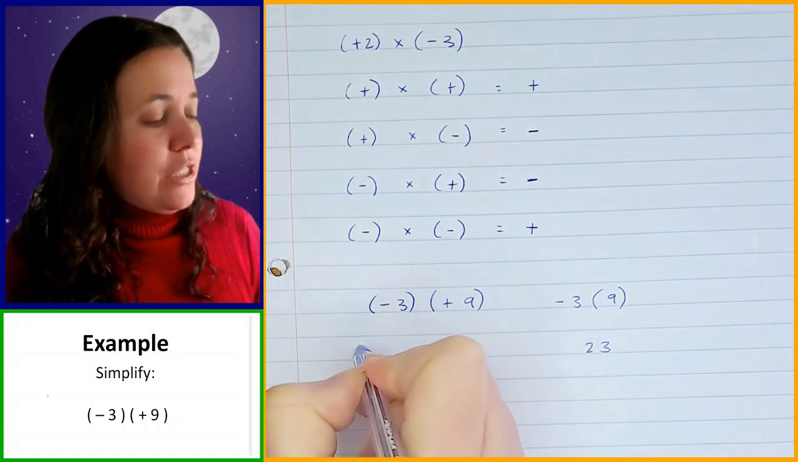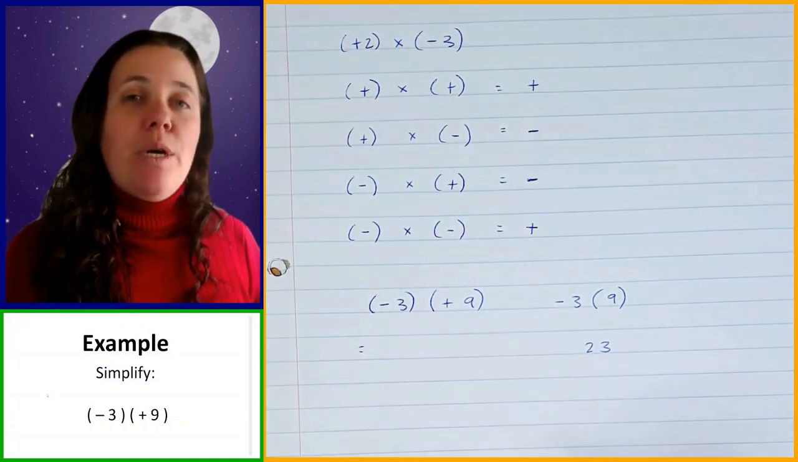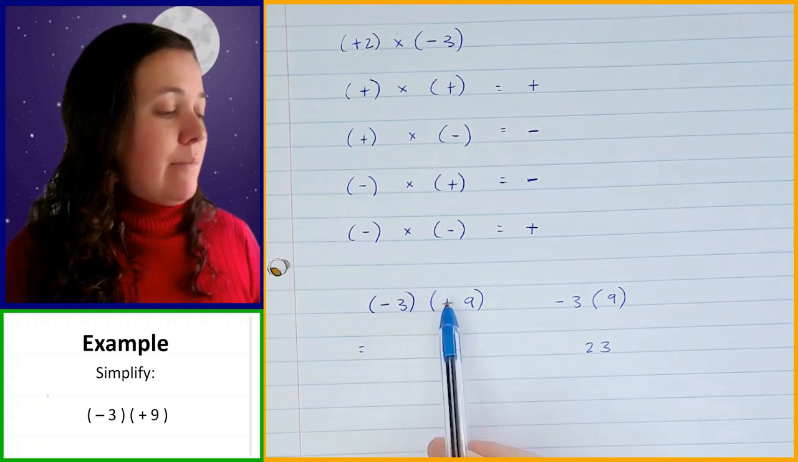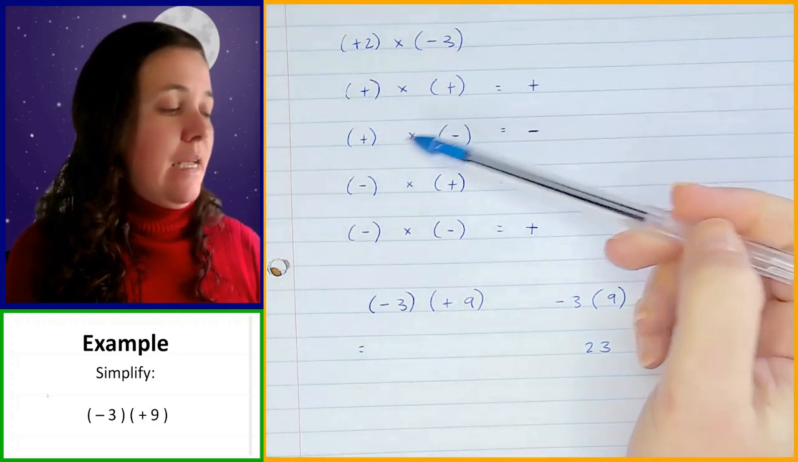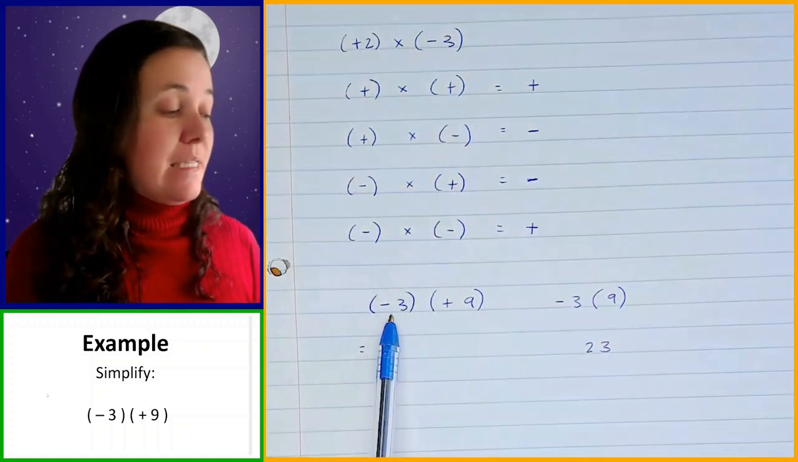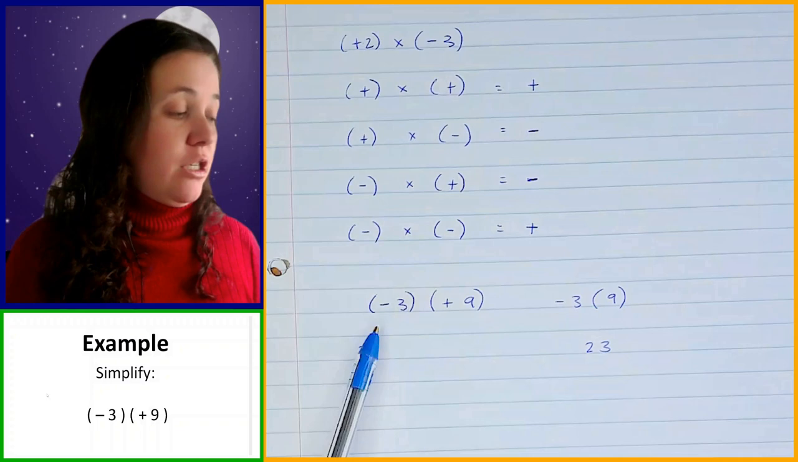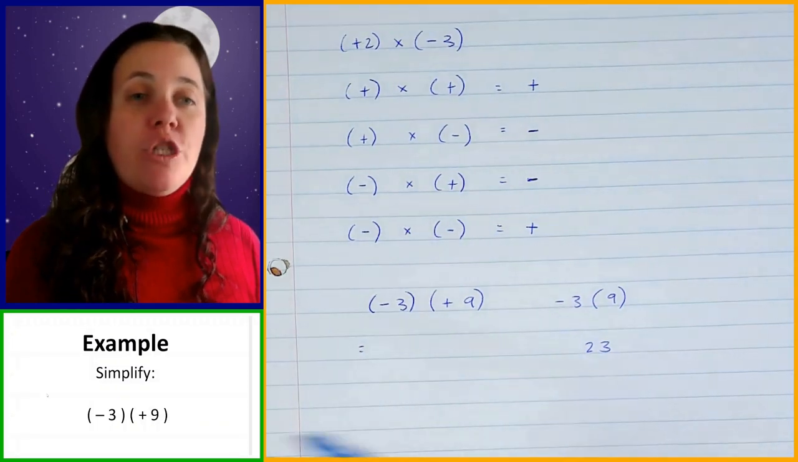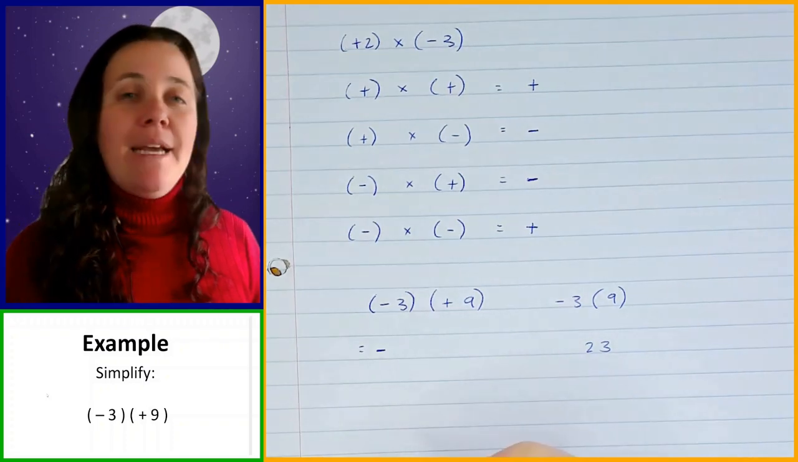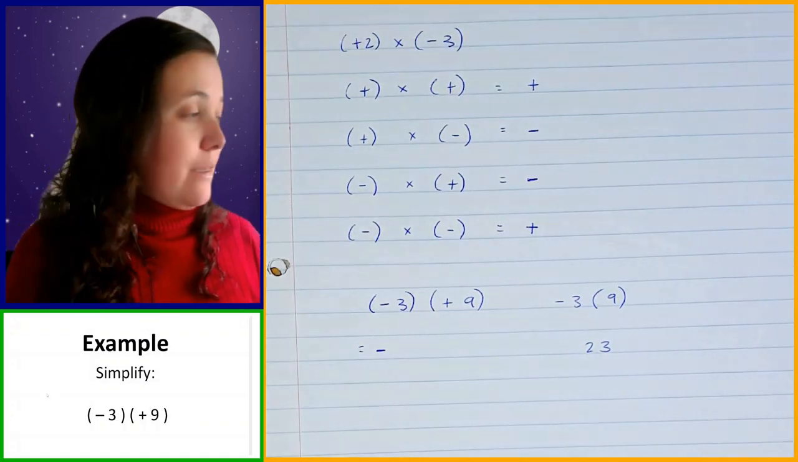Right, so now what we're going to do first is we're going to identify our sign. So over here, I've got a negative times a positive. Now remember over here, we said that a negative times a positive will give me a negative answer because she's facing the negative direction, and she's jumping forwards, which is in the negative direction. So we're going to end up with a negative answer. So the first thing you do is identify your sign.